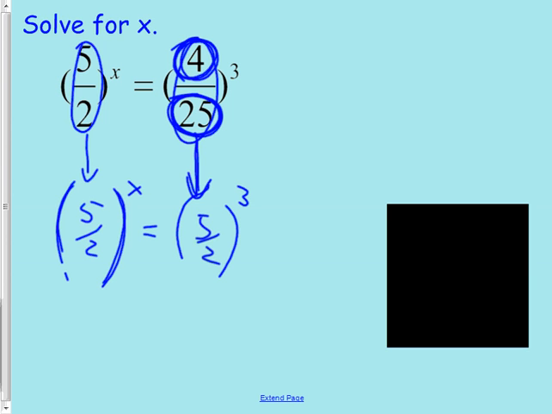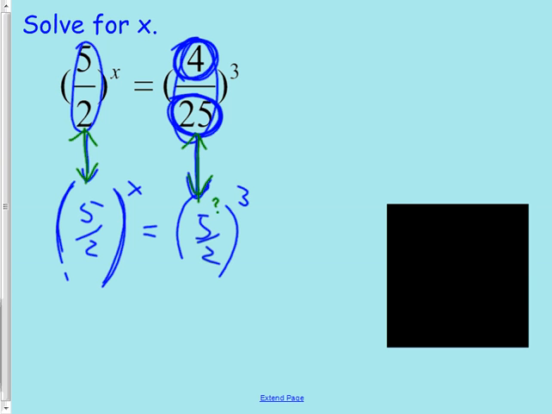Now, what's wrong with this picture? This is where I made my mistake last time. What did I just do wrong? Yes? Exactly. On the right side, these are not equal to each other. These are equal to each other, so I'm fine here. I need this to be to a power so that it will be true.